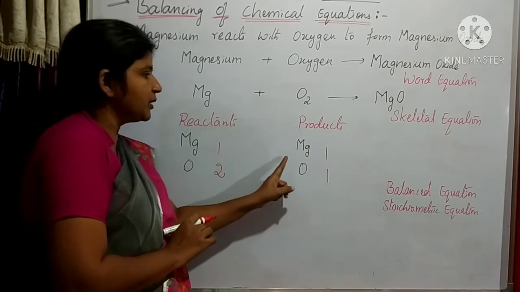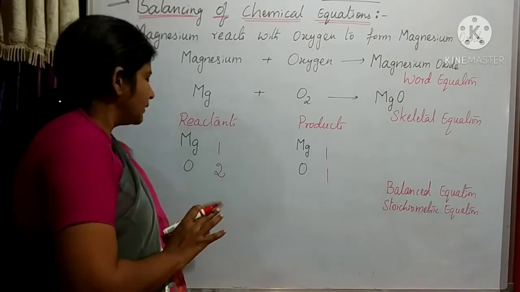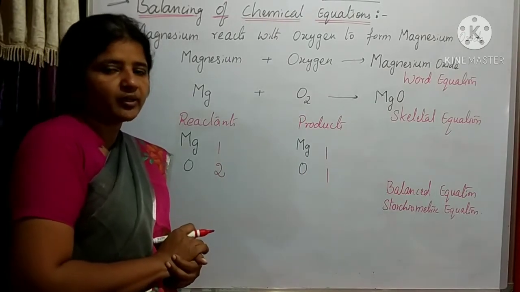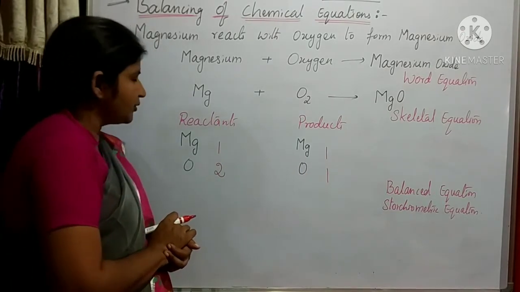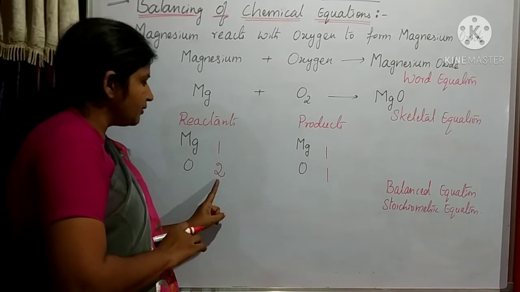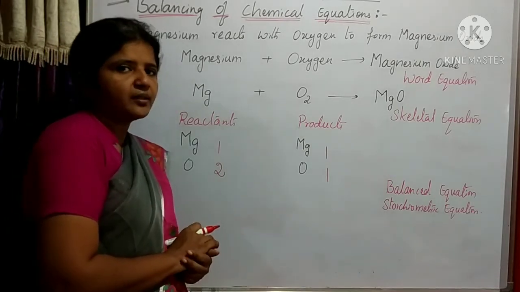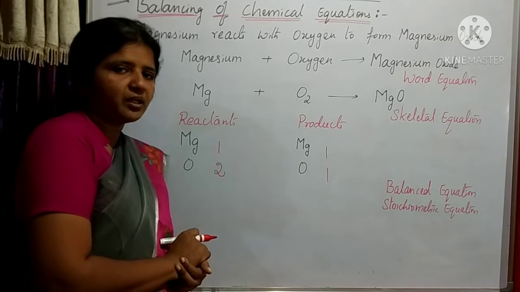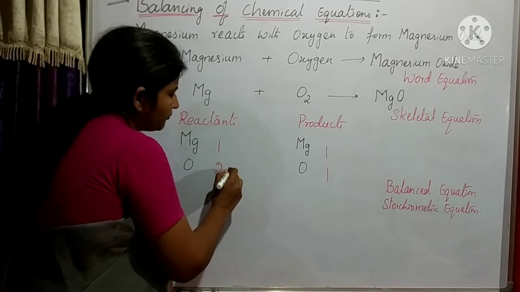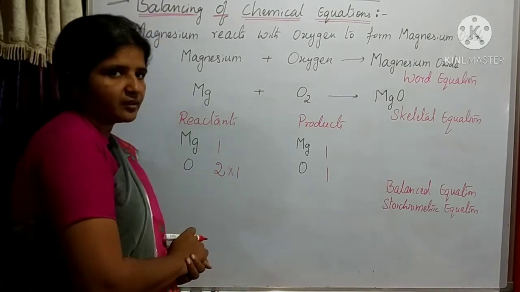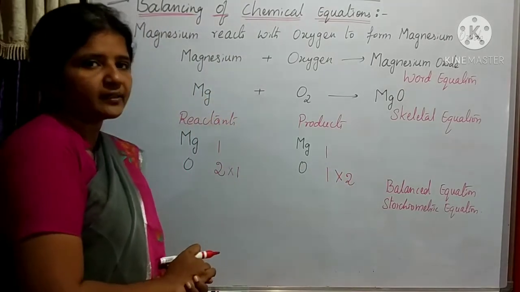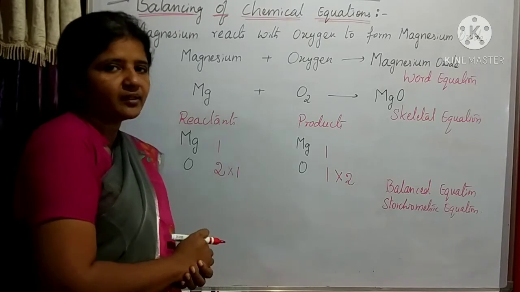Look at the magnesium atoms, are they the same number or not? Magnesium 1 atom, magnesium 1 atom, so the same number. Next, oxygen 2, oxygen 1. In this case, what we have to do is look at the numbers and multiply with a suitable number. Here one is even and one is odd, so just exchange the numbers. Then multiply with those suitable numbers. Here we should multiply with 1 because 1 is present here. Next we should multiply with 2 because 2 is present here. So exchange the factors and multiply with those numbers.